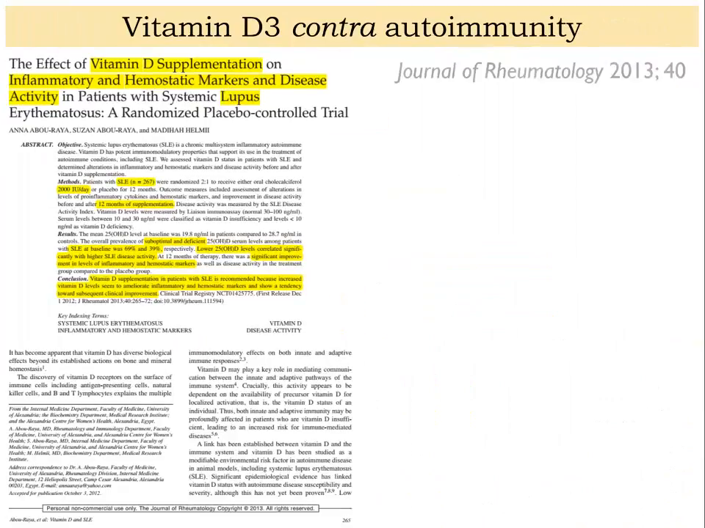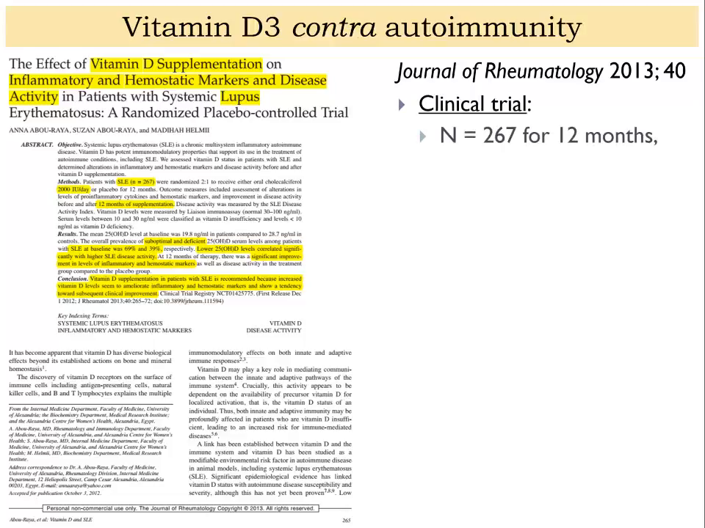Let's look at this article on vitamin D supplementation on inflammatory and hemostatic markers and disease activity in patients with lupus. This was published in Journal of Rheumatology 2013. As you can see here, this was a clinical trial with 267 patients. These patients were engaged for 12 months. They received 2,000 international units per day of vitamin D. Many of us would say that that's not enough and that they should have used a higher dose, maybe 4,000 or 10,000 international units per day.